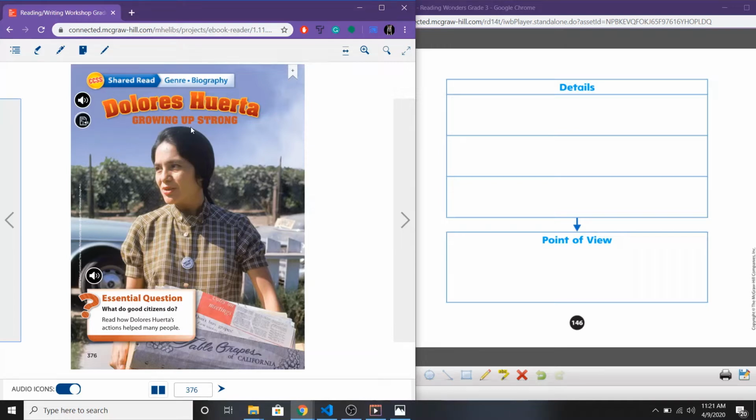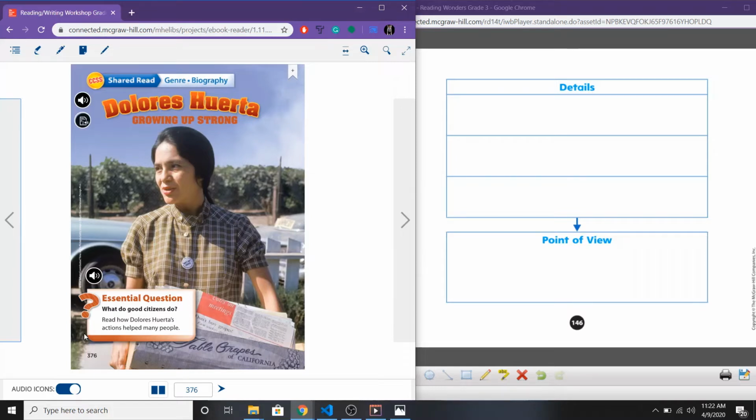I know I'm only going to be stopping after every single paragraph to ask myself questions. So I'm going to take a second now and preview. I see my title here, Dolores Huerta, Growing Up Strong. That word strong gives me a clue for how the author feels about her because it's describing her. I also noticed this giant illustration of her that shows me that the author thinks that this is my topic. It's showing me that that's important.